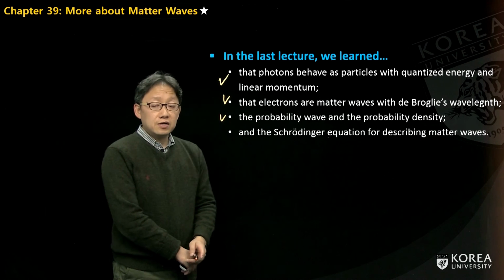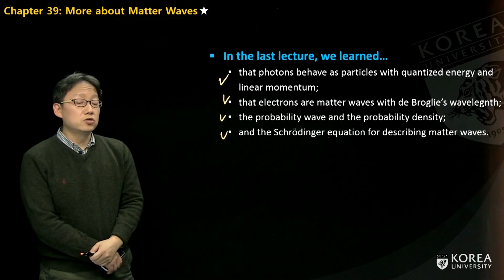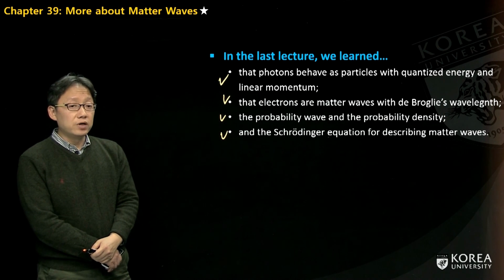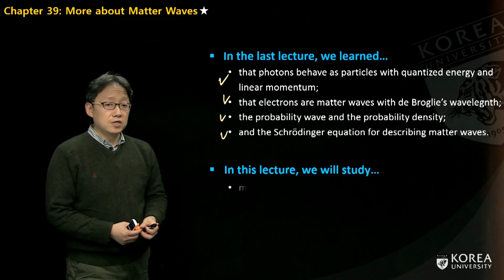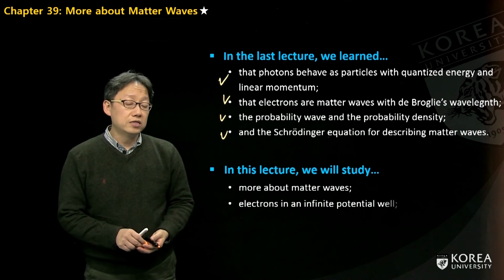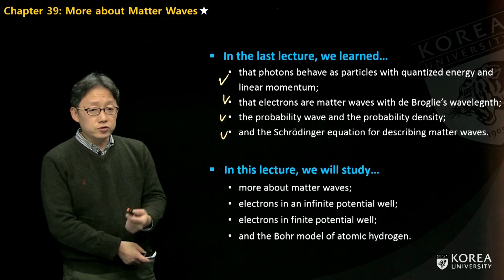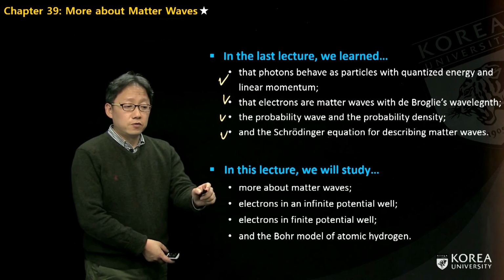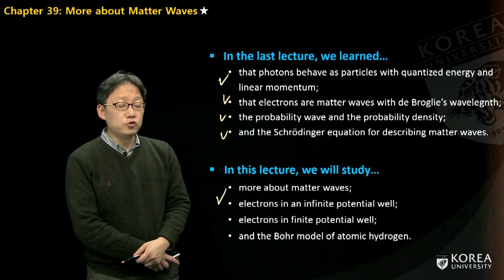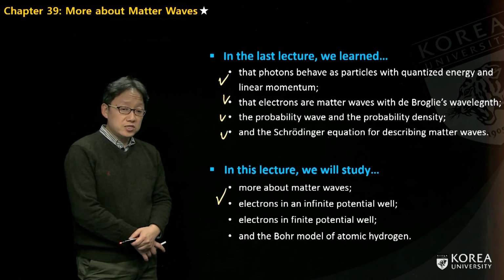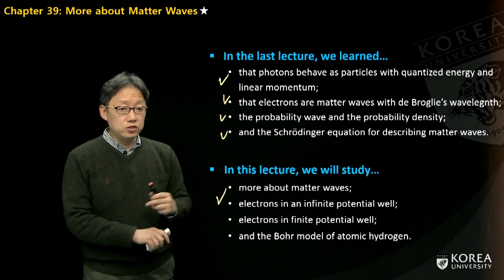And finally, we learned the famous Schrödinger equation, which is useful when you try to know what this matter wave looks like. In this chapter, we will continue to study this matter wave and also try to learn what the Schrödinger equation gives you in three different cases. First, we will study the electron behavior in an infinite potential well, which means that the potential energy becomes infinite on both ends, so the electron is confined between them.